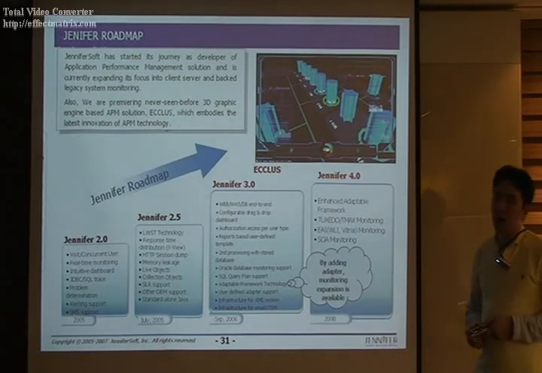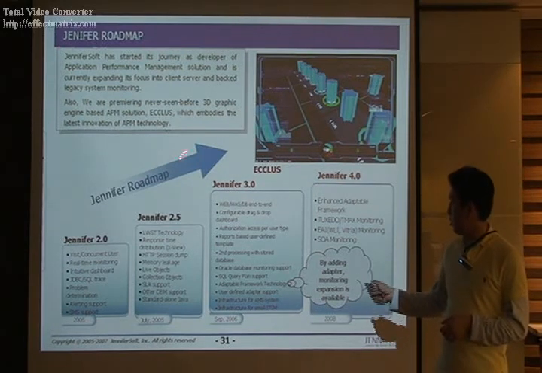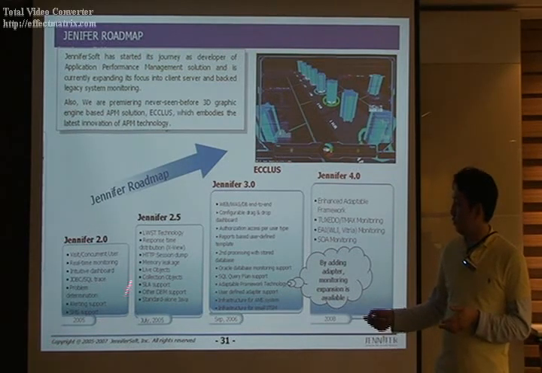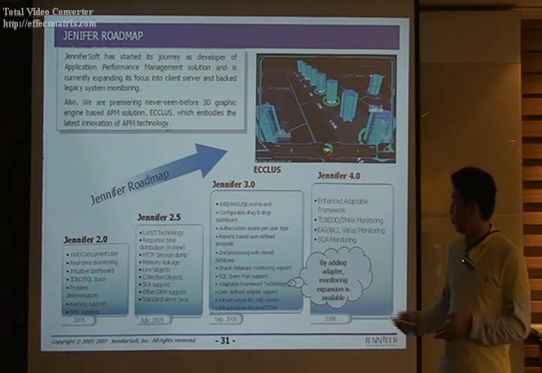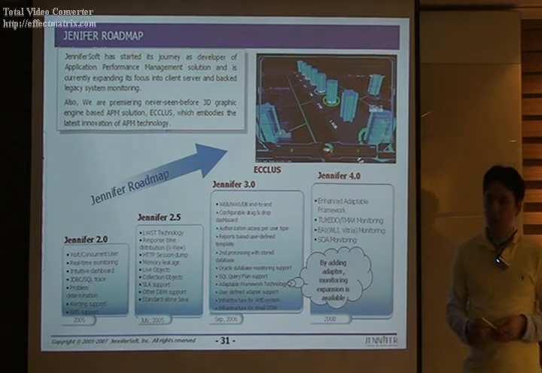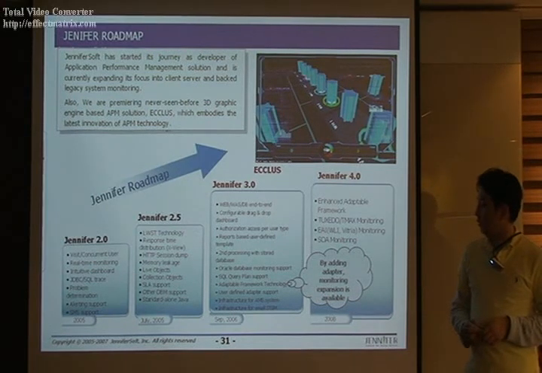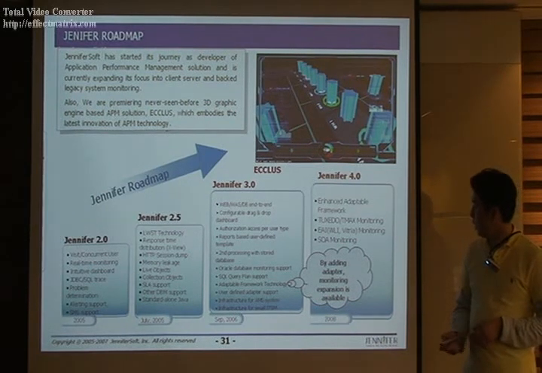So, Jennifer's roadmap. Right now, Jennifer is at Jennifer 3.0 since 2006. Our company is actually very new. Jennifer was first released in 2005 with Jennifer 2.0, and within a couple of years, we have pretty much dominated the Korean market, now expanding our market territory into Japan, the United States, and the rest of the world.